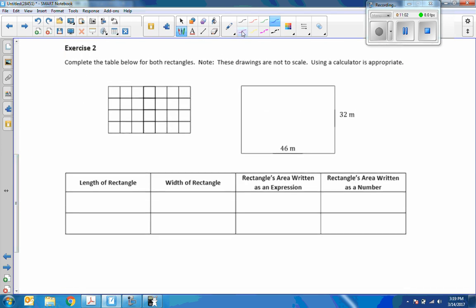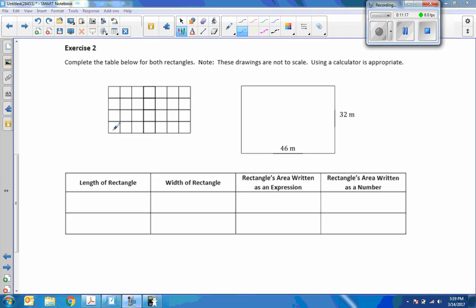Exercise 2. Complete the table below for both rectangles. Note these drawings are not to scale. Using a calculator is appropriate. Okay, some fairly large numbers here. Alright, so try this, pause the video, come back, see how you do.